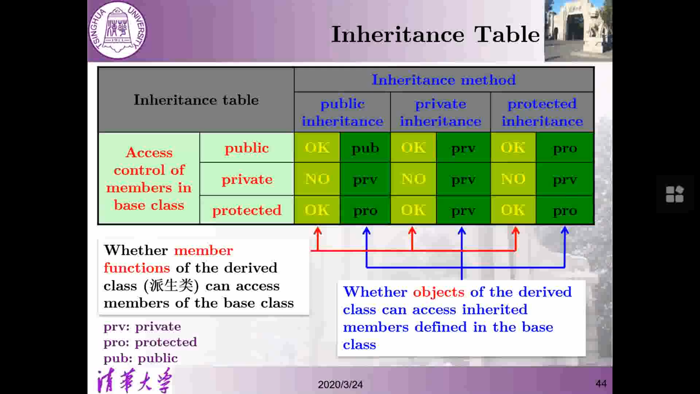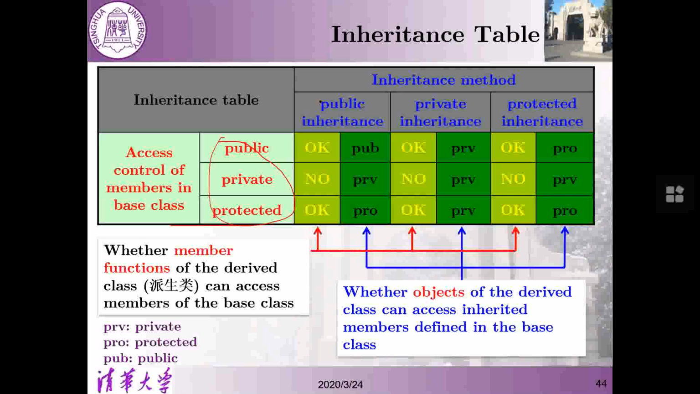So this is an inheritance table. It looks very complicated, but actually it's not so complicated. You can see here, this part is the access control in the base class.